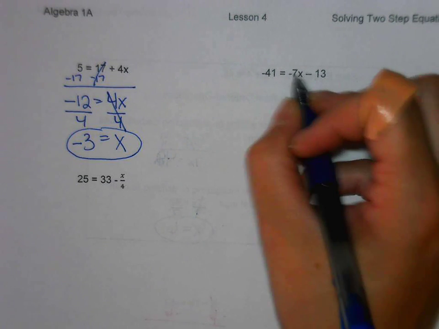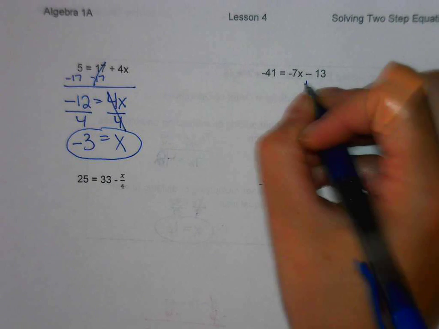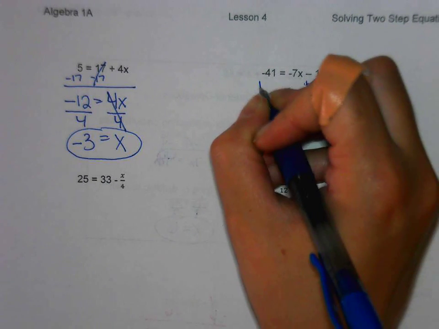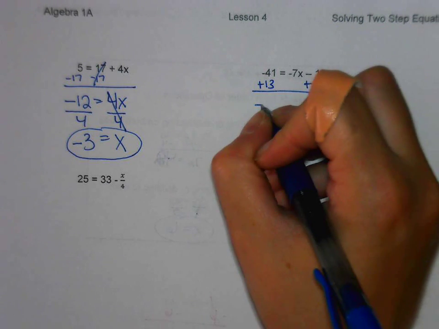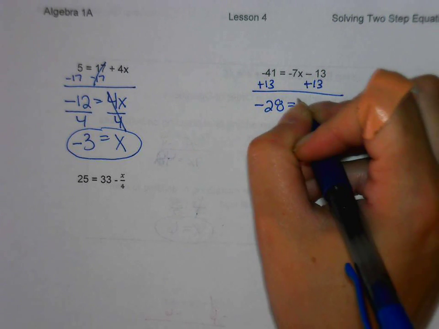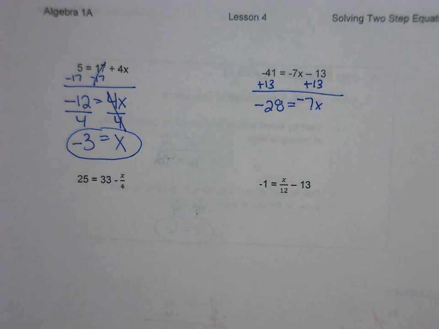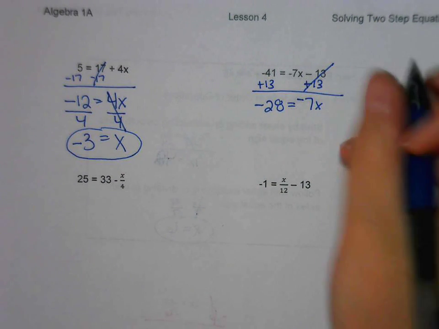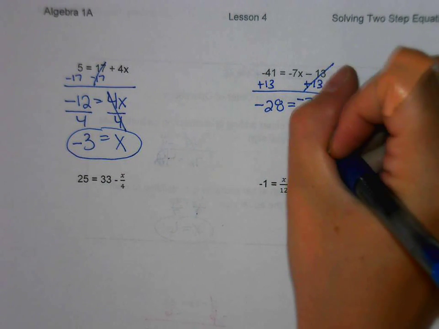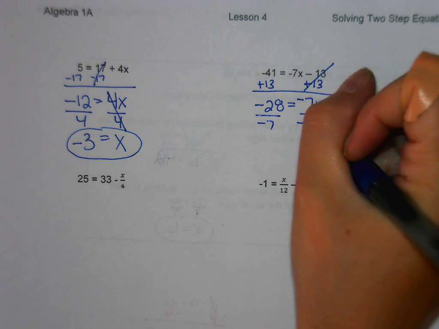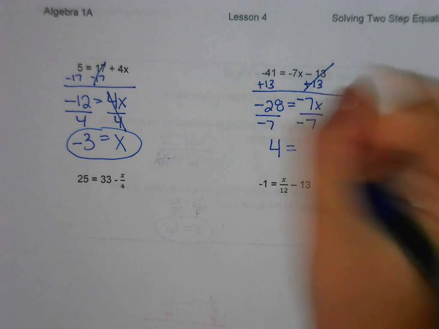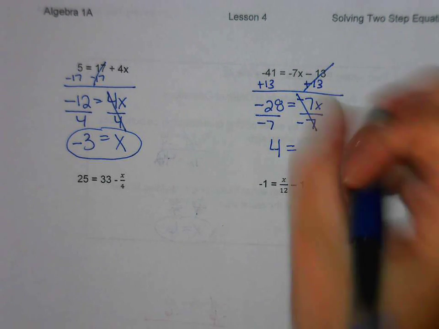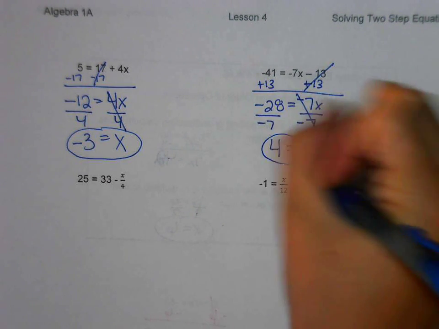This side, we are subtracting 13, so we want to add 13. Negative 41 plus 13 is a negative 28. Minus 7x, and then negative 13 plus 13 is 0, they cancel out. So if we divide both sides by negative 7, negative 28 divided by negative 7 is a positive 4. Negative 7 divided by negative 7 is a positive 1.